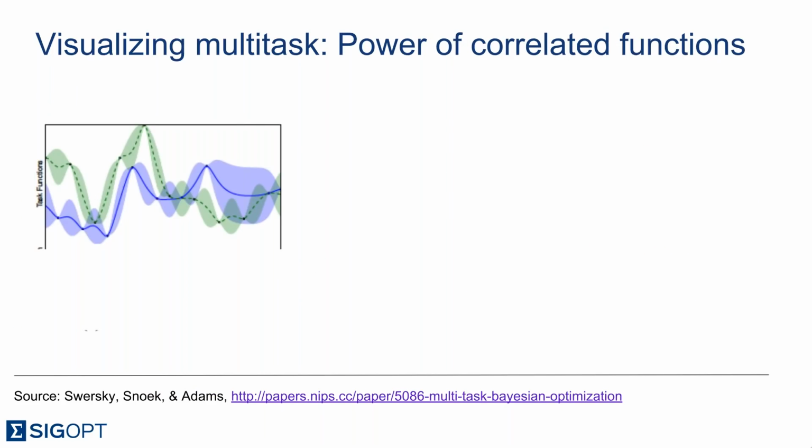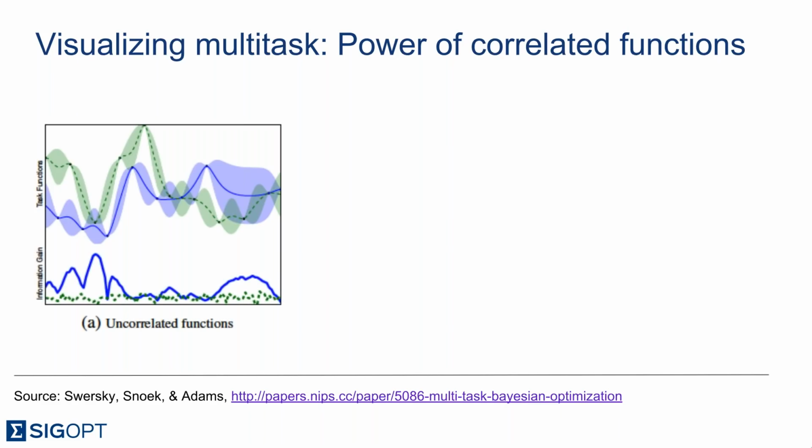Let's dive one level deeper. Here we have two functions, a blue function and a green function. And our goal here is to learn about the blue function. We can also plot below this the information gain. The blue line is the information gained by sampling from the blue function, and the green dotted line is the information gained by sampling from the green function. Since our goal is to learn about the blue function, the information gained by sampling from green is low. And this makes sense because we're sampling from the wrong function.